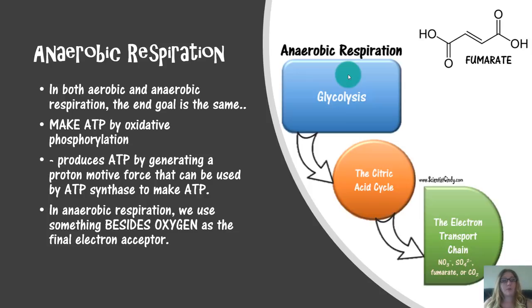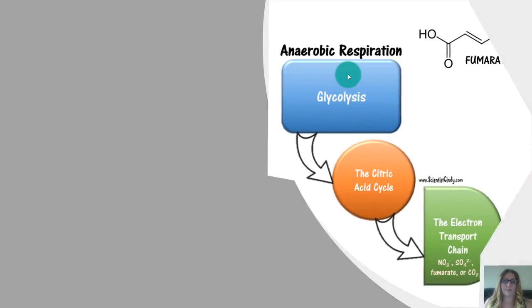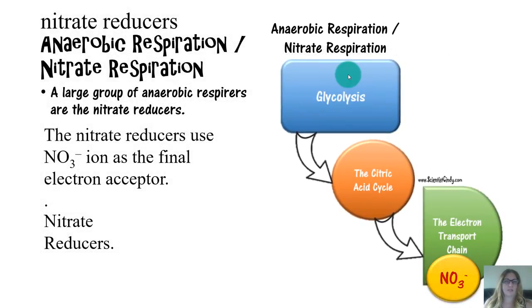So in both aerobic and anaerobic respiration, the end goal is still the same, to make ATP by oxidative phosphorylation, which produces ATP by generating a proton motive force that can be used by the ATP synthase to make ATP. In anaerobic respiration, we use something besides oxygen as the final electron acceptor. Boy, I've said that a lot. So yeah, that's really going to be on your mind.